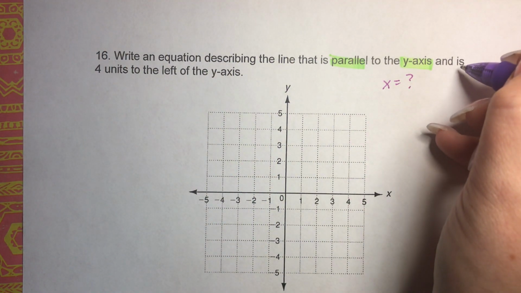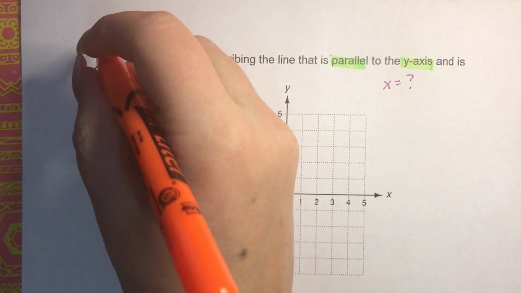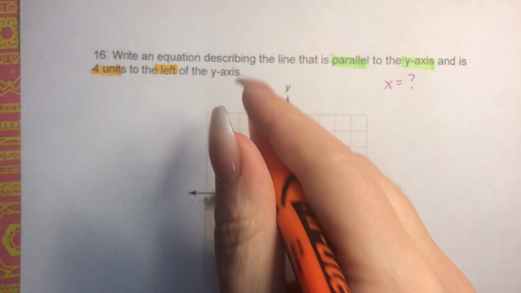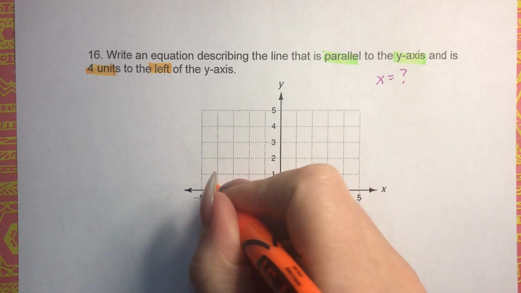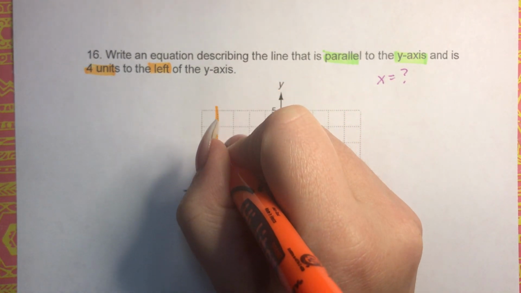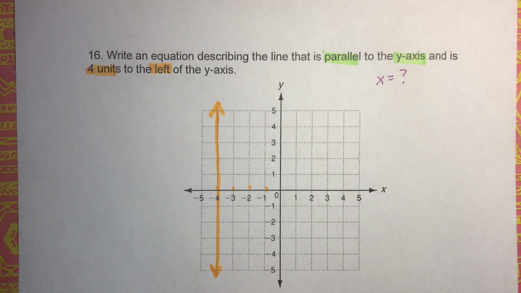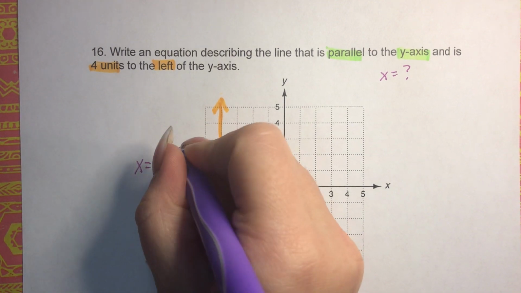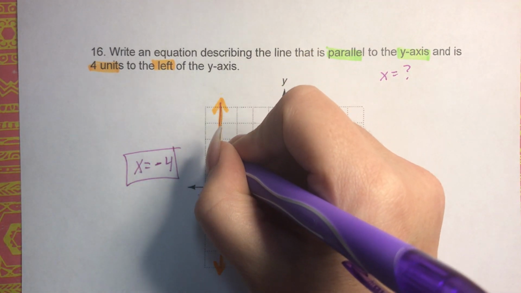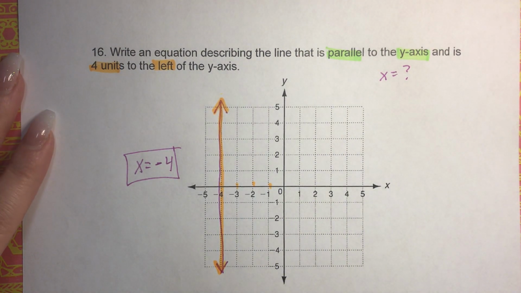So then the second clue is 4 units left. 4 units left of the y-axis. So here's the y-axis. 4 units left would be 1, 2, 3, 4, which would be this right here. So that would be our line, which is x equals -4. All right, that is it.